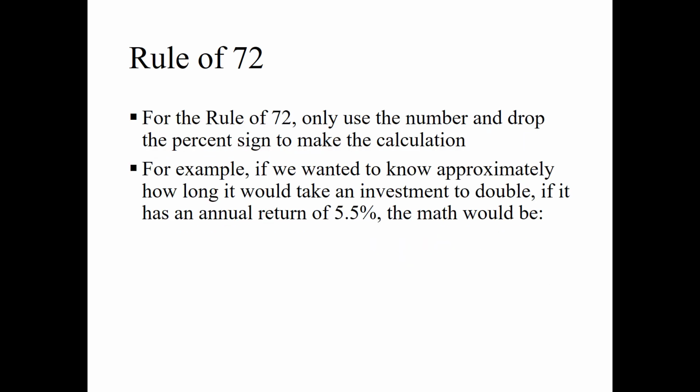And so again, just to recap, we're only going to use the number for the percentage. We're going to take the number, drop the percent sign for our calculations. So for example, if you wanted to know approximately how long it would take an investment to double, maybe $2 million to $4 million, if it earned 5.5%, we would simply take our 72 and divide it by 5.5, or it would take approximately 13.09 years to double.